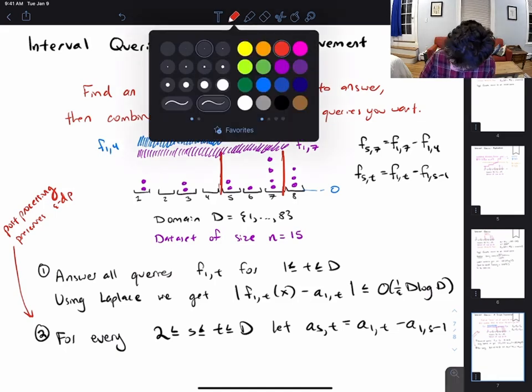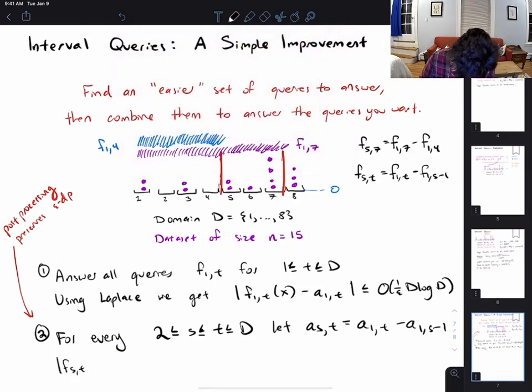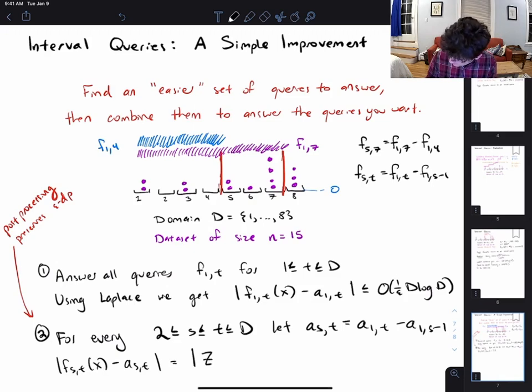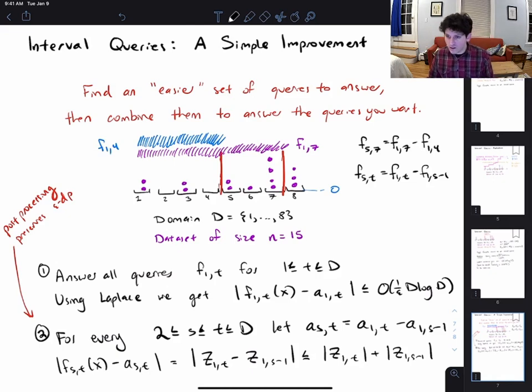And now, what's the error? Well, for every query, the difference is the Laplace noise I had on one query minus the Laplace noise I had on the other query. And by the triangle inequality, that's just less than the magnitude of the two noises. And all I'm doing is summing up the magnitude of two noise variables.